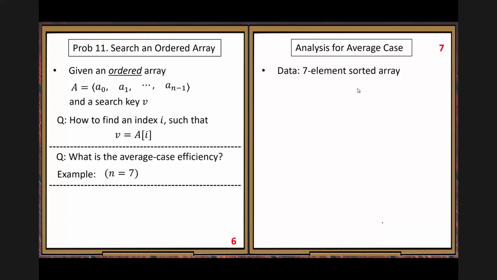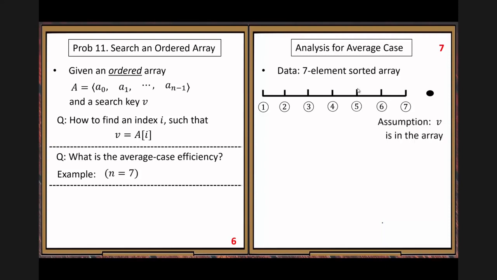Data: a 7-element sorted, or ordered, array. So we use this line segment. 1, 2, 3, 4, 5, 6, 7, 7 elements. Then we have a key V to be searched for. All right. Assumption: V is in the array.